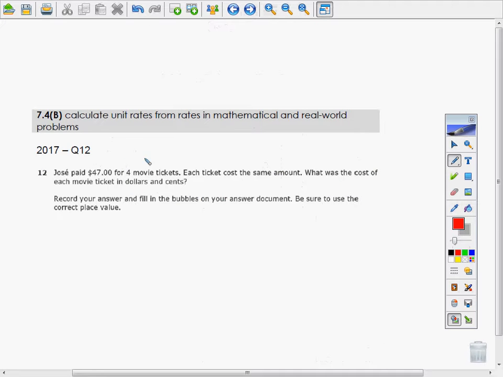Next question. Jose paid $47 for 4 movie tickets. Each ticket cost the same amount. What was the cost of each movie ticket in dollars and cents? So basically 47 we're going to divide by 4. 4 goes into 4 one time. So we gotta bring down the second digit. 4 goes into 7 how many times? One time actually. 3 left.